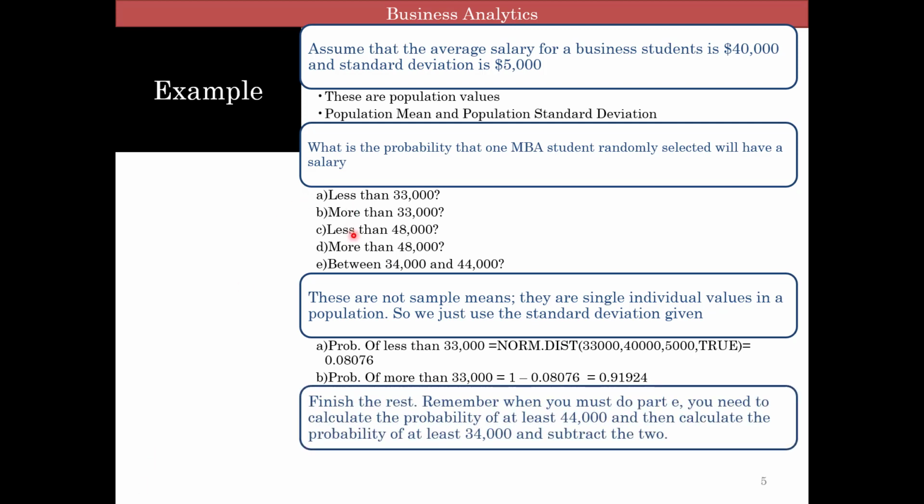And if you want the probability of it being more than a value, you need 1 minus this value. Now, you can go ahead and finish the rest. But remember, when you do part E, if you have to find the probability it's between 44,000 and 34,000, you would need to first find the probability it's less than 44,000, just like we did here, and then find the probability it's less than 34,000 and subtract the two values.